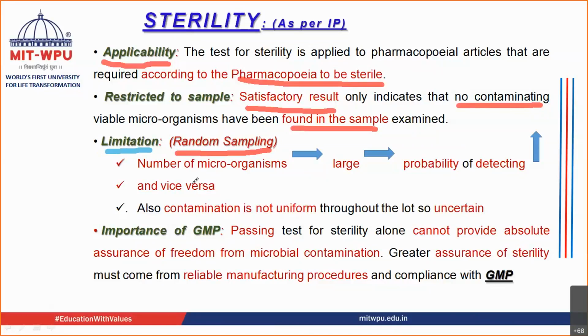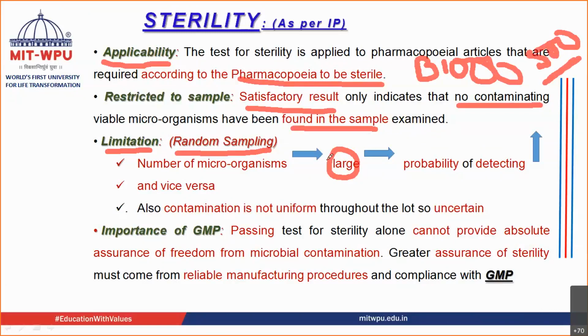Now, take an example of sampling. If the number of microorganisms present inside the samples is large, it means many samples of the batch are contaminated. So you have a batch of, say, 1000, and out of 1000, if 500 of the samples are contaminated, then the probability of detecting this contamination in the sterility test is very high.